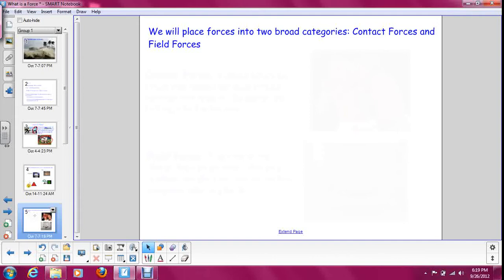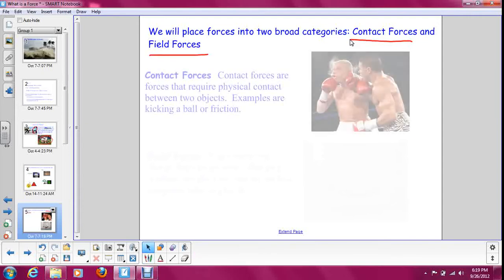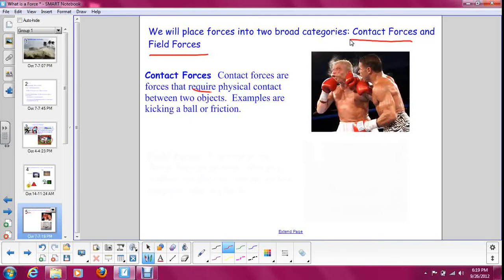We will generally place forces into 2 broad categories: contact forces and field forces. Just like it sounds, contact forces are forces that require physical contact between 2 objects. Examples of this are kicking a ball. When you kick a ball, there is a physical contact between your foot and the ball. Another example is friction. When you rub your stocking feet over a carpet, there's friction because you have physical contact between your socks and the carpet.